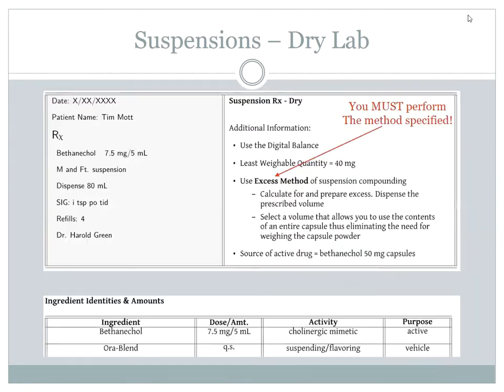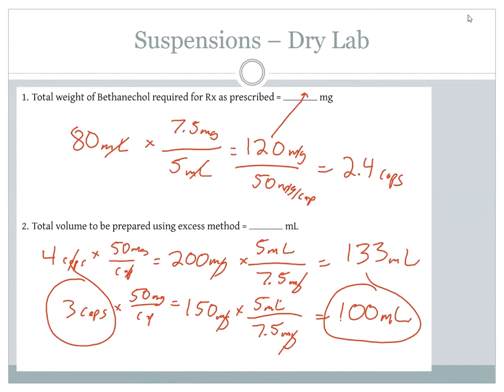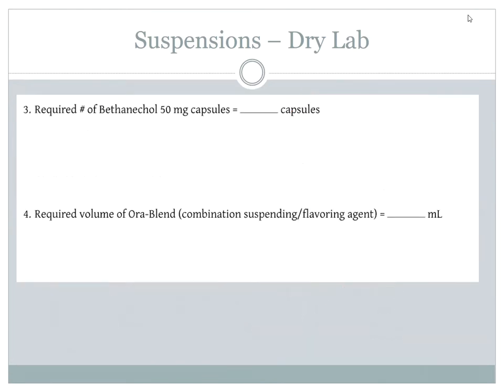So let's go back and fill out our compounding record. We're going to use 3 caps there, and we know actual will be 3 caps. We know with the Ora Blend, when you measure something by volume, you get exactly the volume you intend. So we'll do 100 milliliters there and 100 milliliters there. So there's the formulation in a nutshell. Because of the way I've formulated it, it's going to be pretty simple. And again, I kind of skipped this part. So we realize there's the 3 capsules and the 100 milliliters of the Ora Blend.